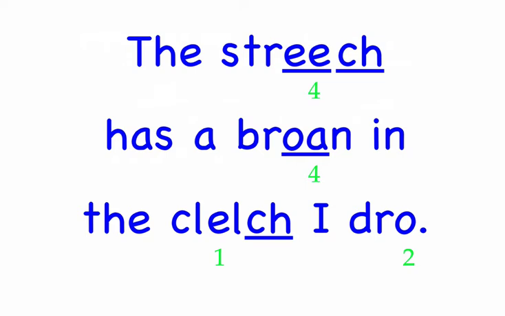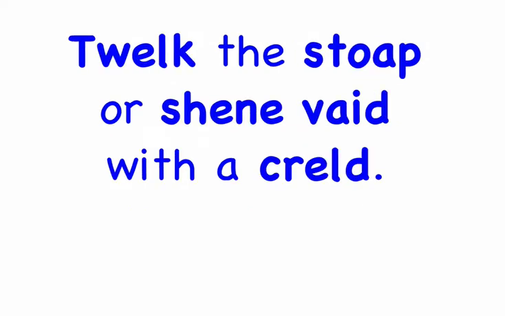This sentence is: The streech has a brown in the clelch I dro. Let's advance to the next sentence, sentence 2. Take a moment, write this down on your paper and mark these nonsense words.